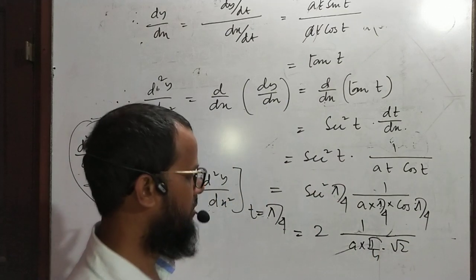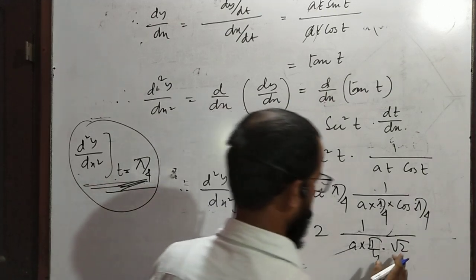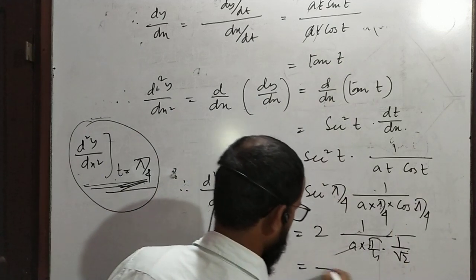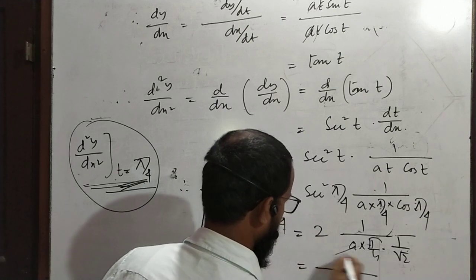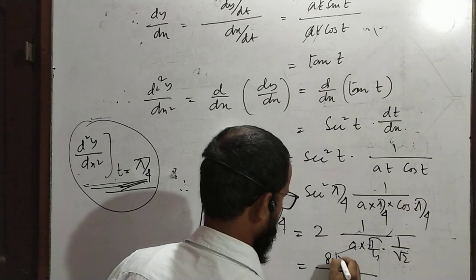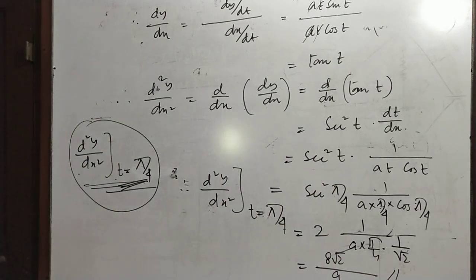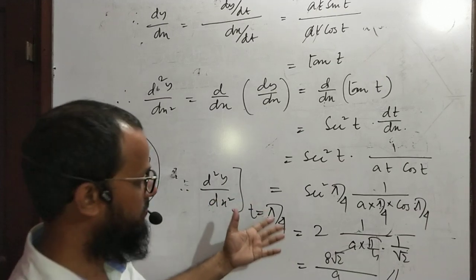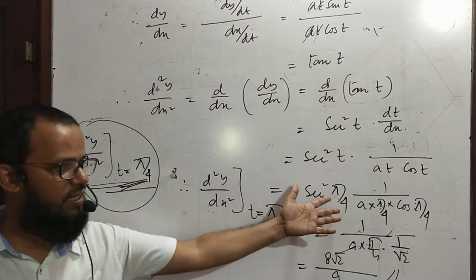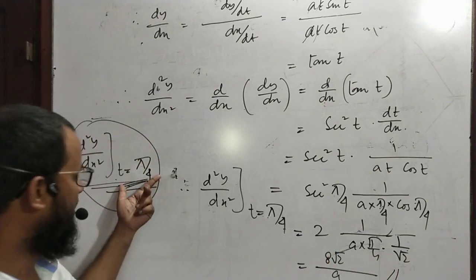So make some calculation here. This root 2 goes up, so finally the answer will be 4 into root 2 divided by 8. This is the answer. So this is the way you can solve the problem. The value here should be t equal to pi by 4. For t equal to 0 it will be undefined. For t equal to pi by 2 the result will be undefined. That's why I am changing it to t equal to pi by 4.